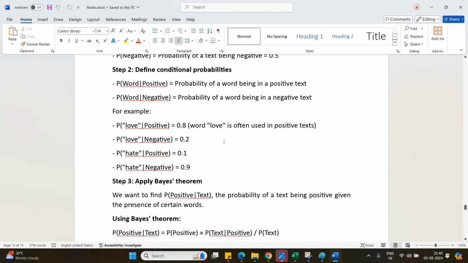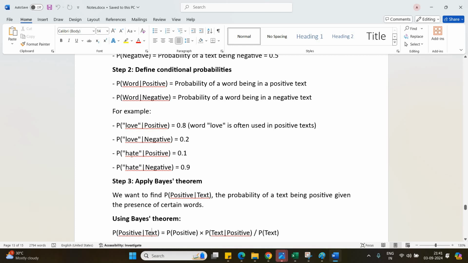And then sometimes the word love is used in a negative sense. It could be 20%. Like you may have a sentence where you have written, I would love you to get out from here, right? In that case, this word love has been used in a negative sense. So we can have such sample examples with 20% of the probability.